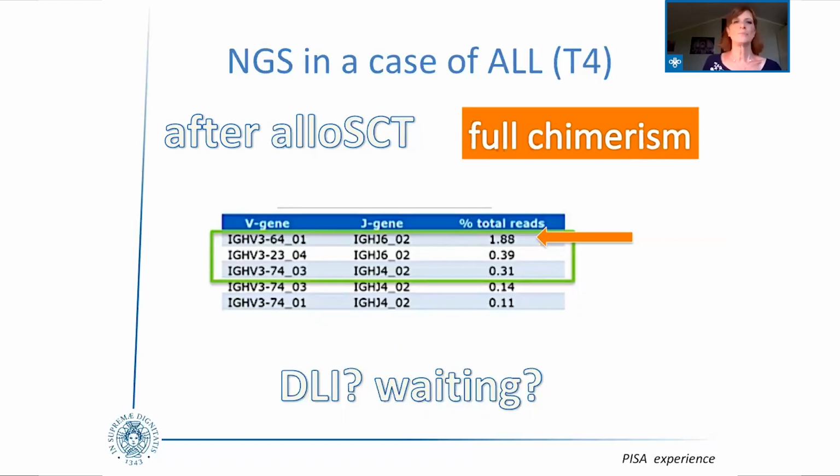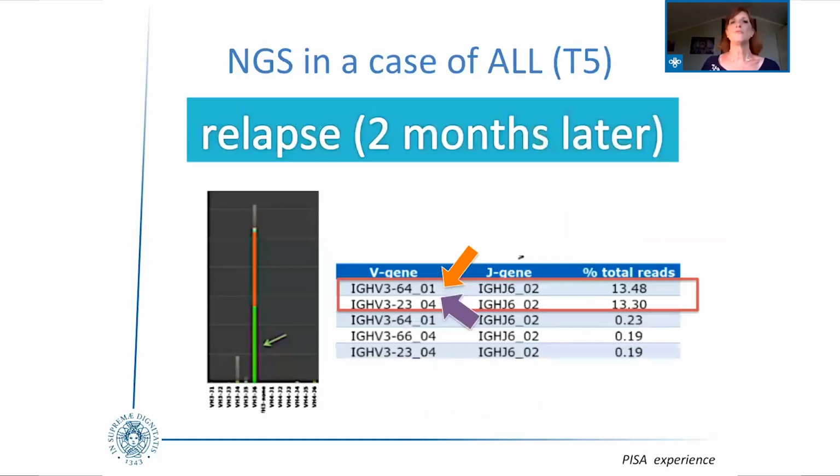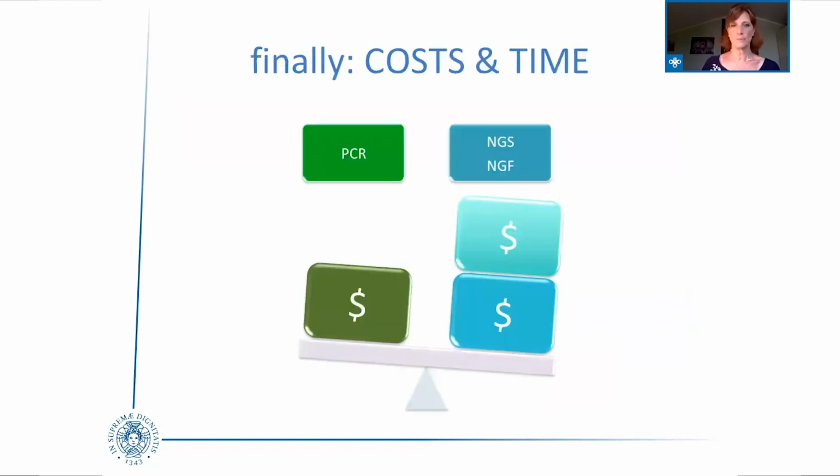But it was not good, because after 2 months, the patient relapsed with 15% of blasts. And you can see here both clones, the violet and the orange clone. If we use only ASO-PCR, we can lose one of the 2 clones. In this case, the unsupervised vision realized by NGS was really more productive.